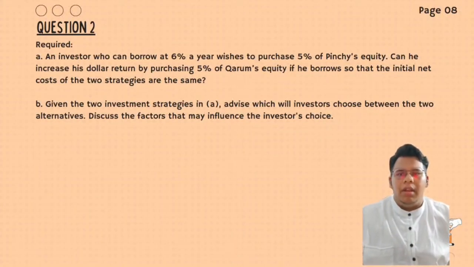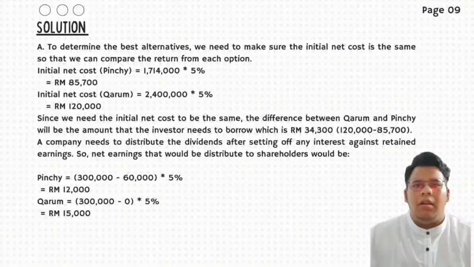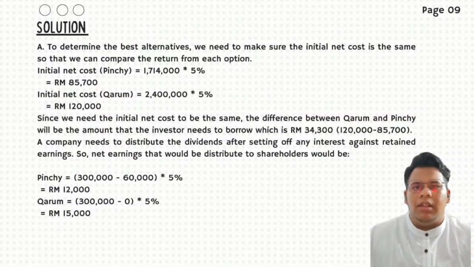Okay, requirement A. An investor who can borrow at 6% a year wishes to purchase 5% of Peachy equities. Can he increase his dollar return by purchasing 5% of Kerem equity if he borrows so that the initial net cost of the two strategies is the same? For the solution, to determine the best alternative, we need to make sure the initial net cost is the same so that we can compare the return from each option.